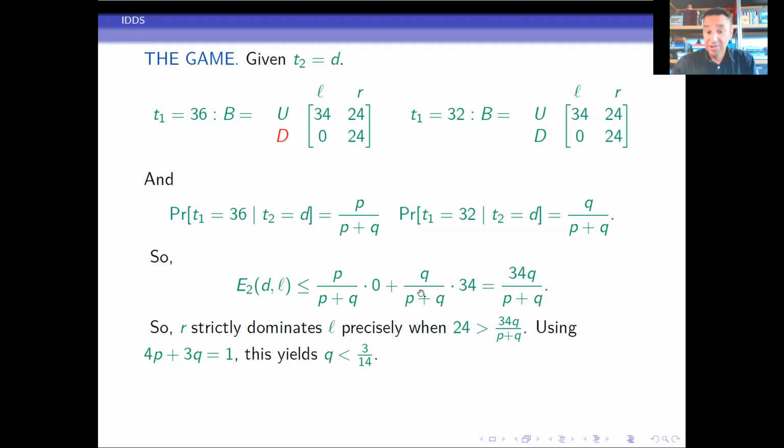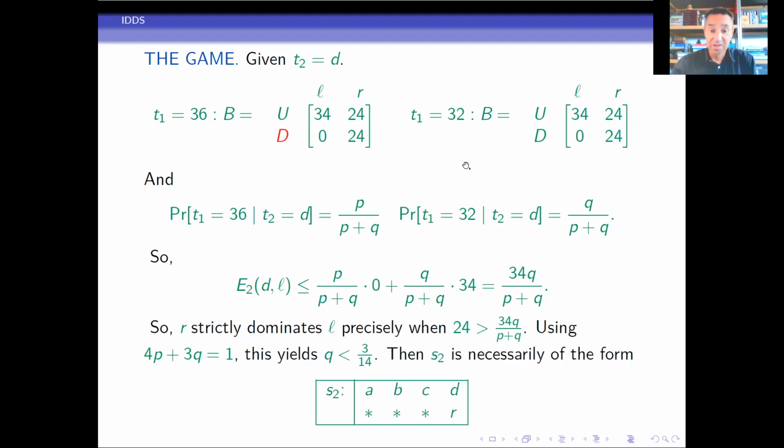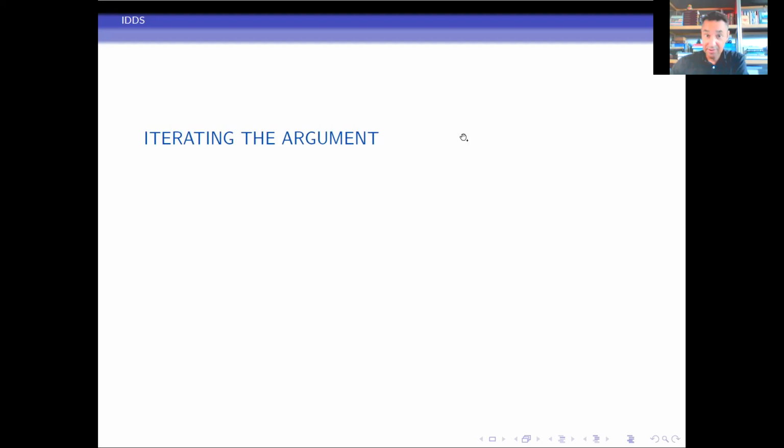So if Q is less than 3 divided by 14, player 2, being of type D, chooses R rather than L. And so also there you can eliminate 8 out of 16 strategies, namely the ones that play L when player two is of type D, and that's stated here. There are 16 strategies in total, and the ones that have an L for type D are all out of the picture now, at least if Q is smaller than this 3 divided by 14. Good, and now we can go on like that.